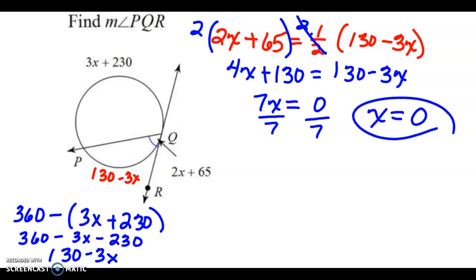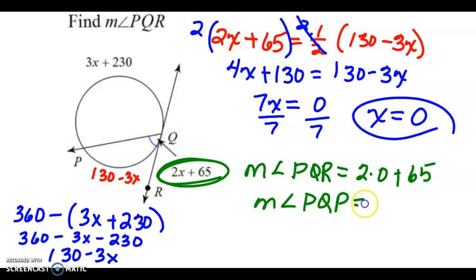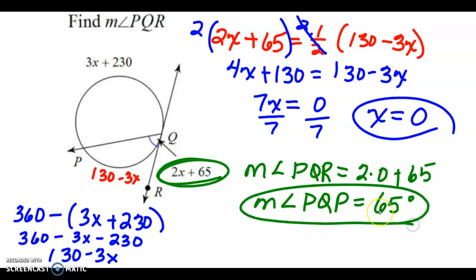Now all I need to do is say, all right, I know x is 0. So if x is 0, and I'm trying to find the measure of RQP, I just plug that into this expression. So the measure of angle, I'm sorry, I'm doing PQR or RQP, same thing. PQR is going to be 2 times 0 plus 65. Anything times 0 is 0. And the answer will be 65 degrees. All right, short and sweet.